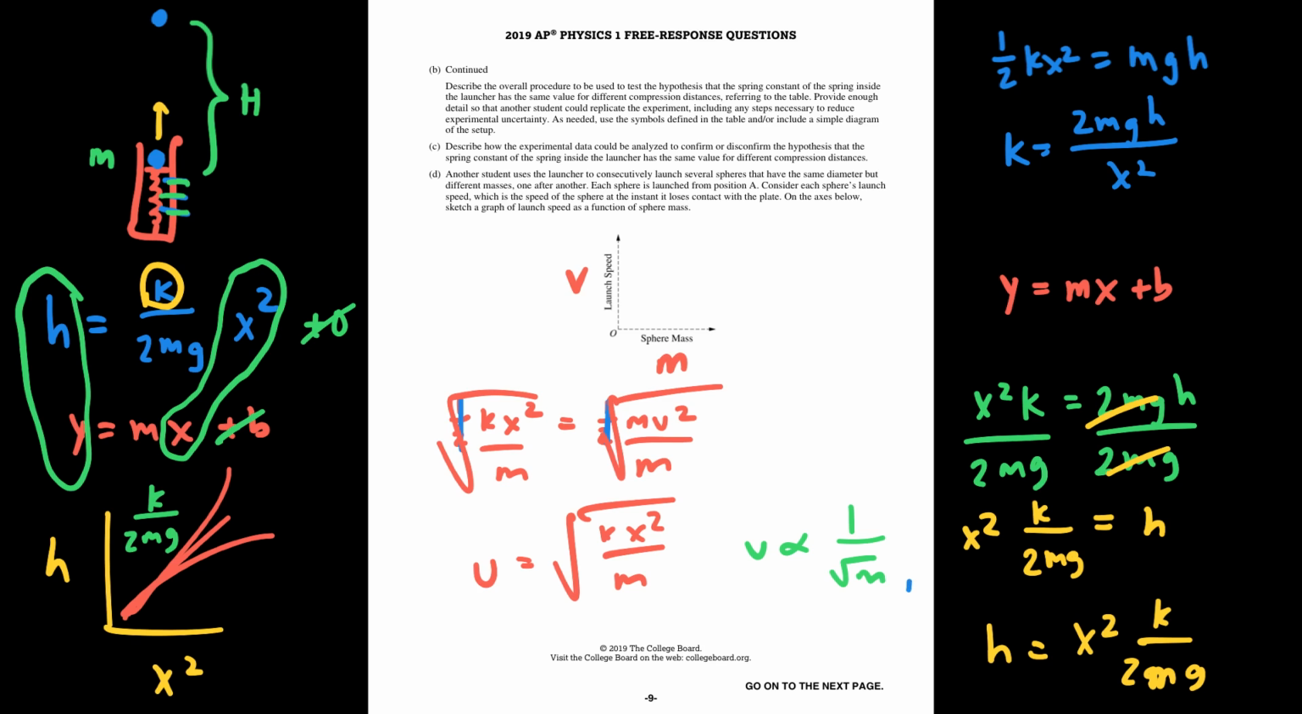So as the mass increases, the velocity will decrease, and so the relationship is definitely inverse, but it's also square root dependence. So I think we can comfortably just make a graph that looks something like this, where it's a 1 over relationship. It's hard to know whether a student has shown the square root dependence or not, but definitely as the sphere mass increases, the launch speed should decrease, and it should be a square root kind of relationship like that.